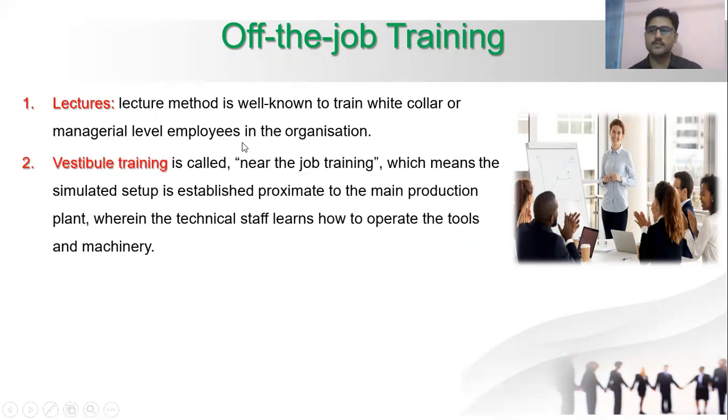Next, vestibule training. In case of this training, what happens? Another name of this training is near the job training. A simulated setup is established proximate to the main production plant. Simulated setup means a look-alike setup would be established, proximate to the main production. Here mainly technical staffs learn how to operate the tools and the machineries. It is mainly for technical staffs, so that they have better understanding regarding the operation of the tools and machineries.